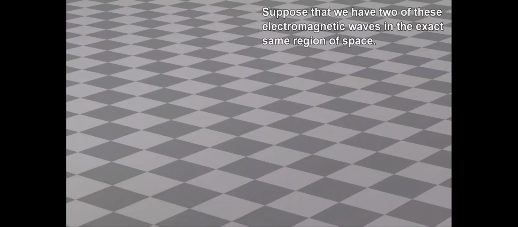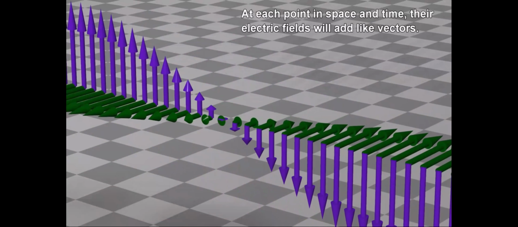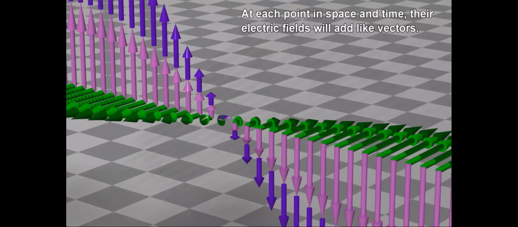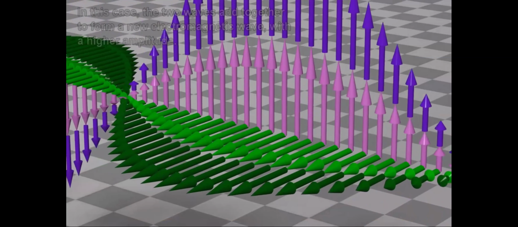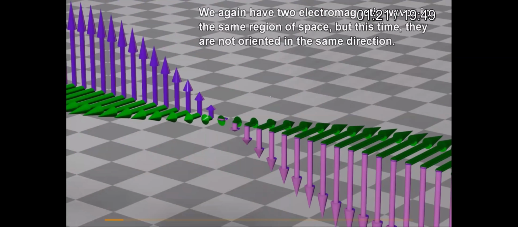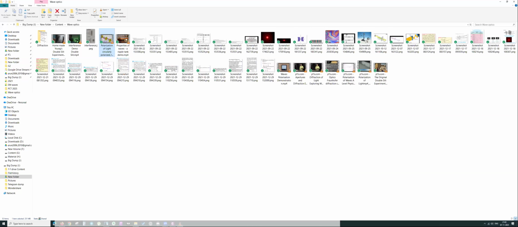Suppose that we have two of these electromagnetic waves. At each point in space, add the vectors. We will talk about this later. That is polarization and stuff. But I hope you got the picture of how the field varies. So at every point, the electric field and the magnetic field are fluctuating. And the wave is going in the forward direction.